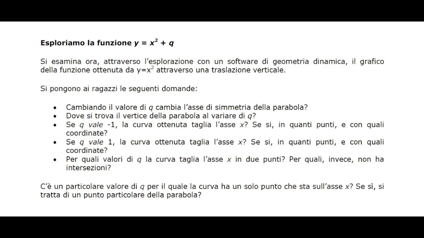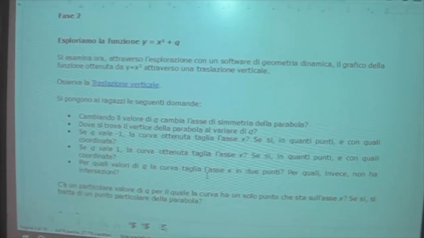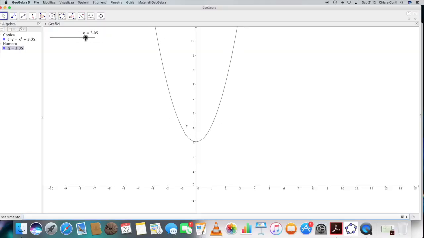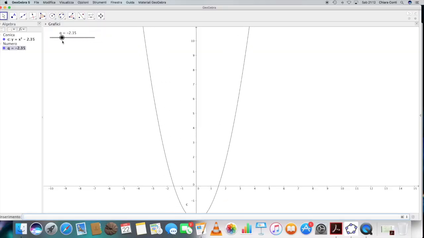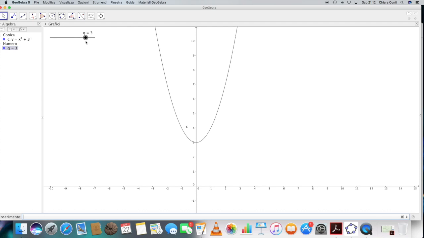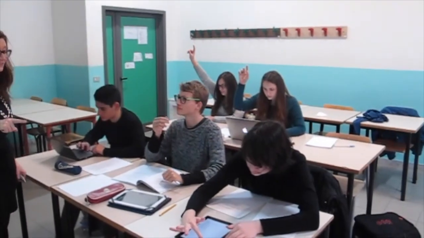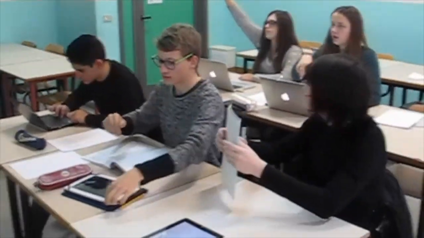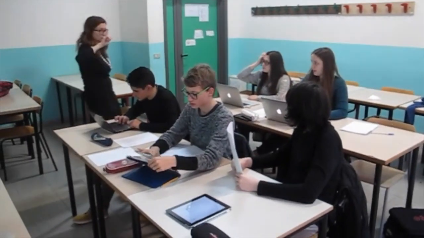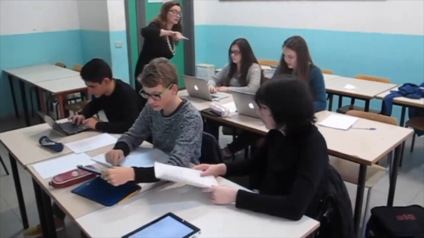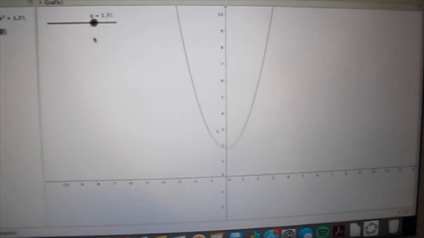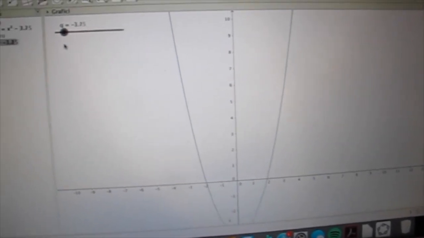Y equals x squared plus q. Q is known as a known term or ordinate at the origin, because it represents the ordinate of the intersection points of the parabola with the axis of the ordinates, as well as its summit. So, if Q is positive, you'll have an upward translation. If Q is negative, a downward translation.